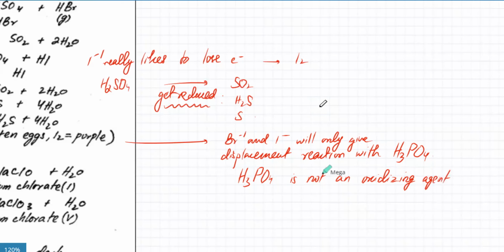So let's write this down. What will happen is, you have, let's say, NaBr with H3PO4, and the reaction would just be displacement. The H and the Br will get together to form HBr, and this has to be concentrated phosphoric acid. And what's left is going to be NaPO4 or Na3PO4.